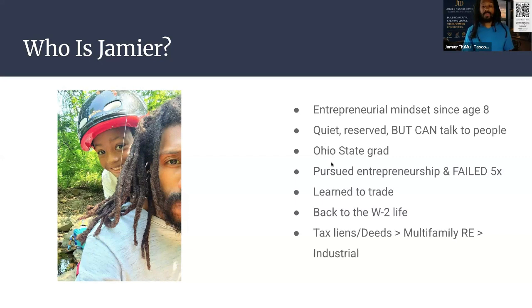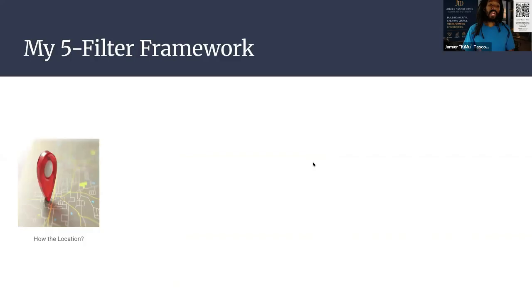That's my legacy. So, in this specific presentation, I want to go over my 5-step framework, my 5 filters that I go through. And the first one is location. It doesn't matter what asset class you get into, residential, multifamily, whatever. The location is always going to matter, but the criteria for the location is just going to be a little bit different.